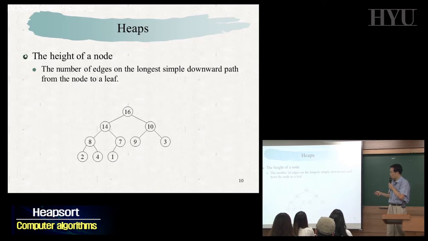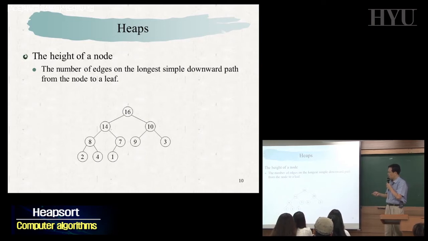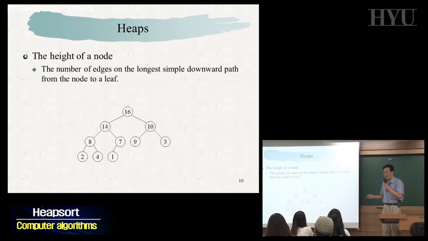Look at this vertex, vertex 10. Then it has two simple paths to leaves, and both of them are the longest ones. And there is only one edge, so its height is 1. And how about the height of this? How many simple downward paths from this node?